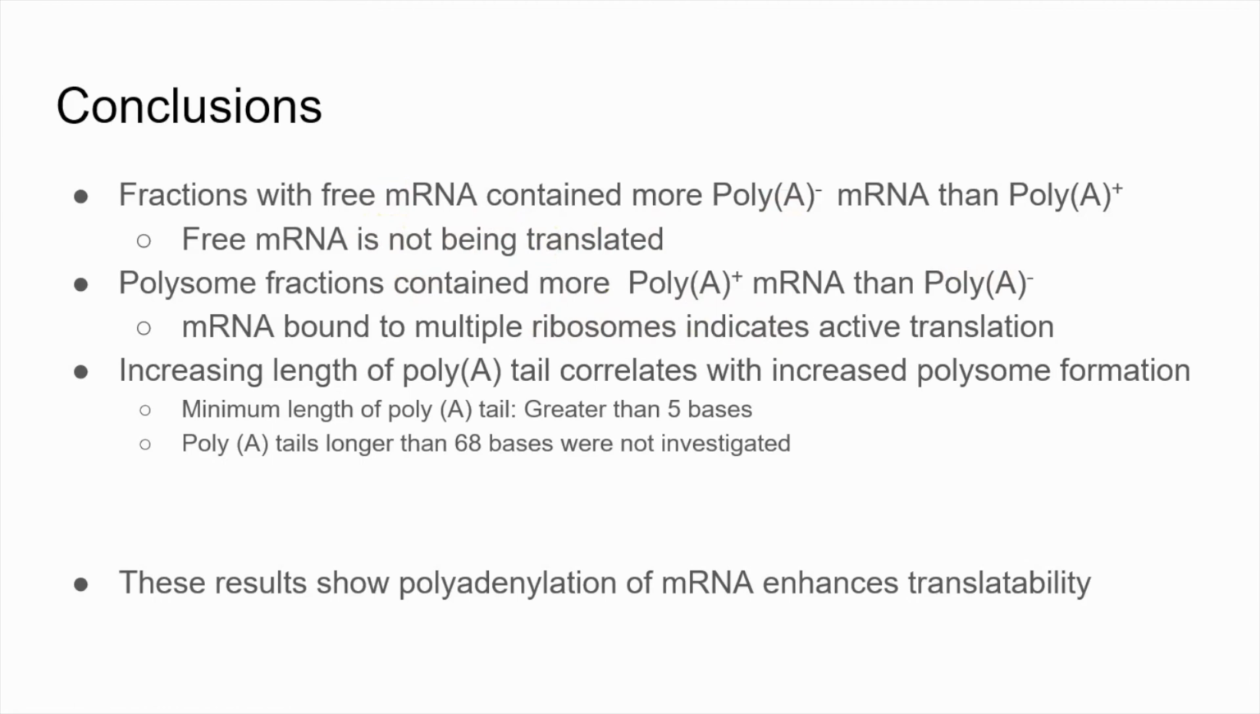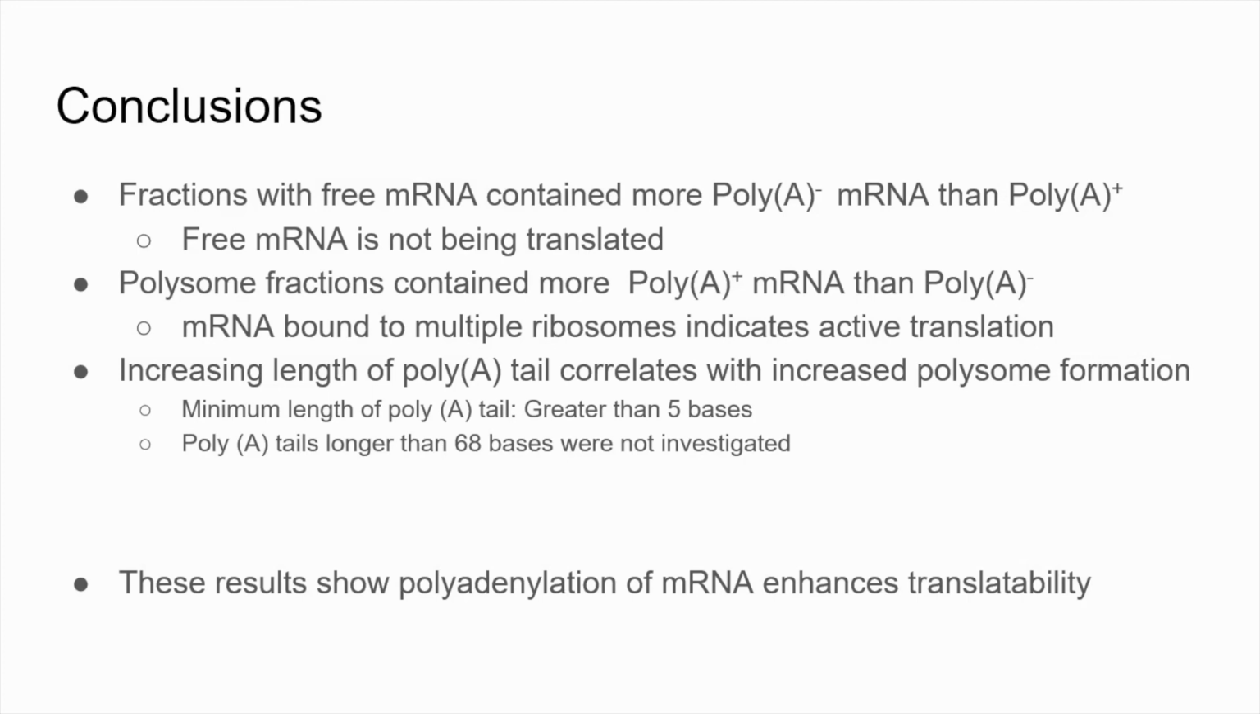The authors also aimed to determine what the minimum length of the poly-A tail has to be in order to enhance translation, and they figured that it has to be at least greater than 5 nucleotides. However, the authors did not investigate a length of poly-A tail beyond 68 bases, so we cannot say for sure that this is the optimal length. They just normalized 68 bases to 100% formation.